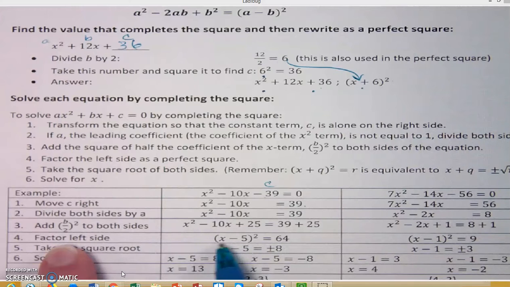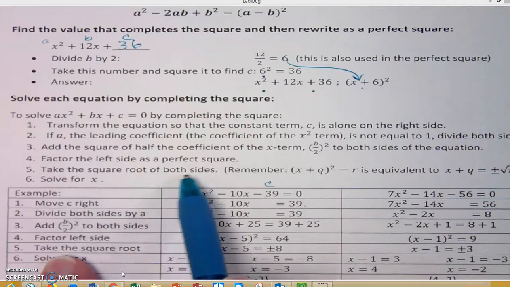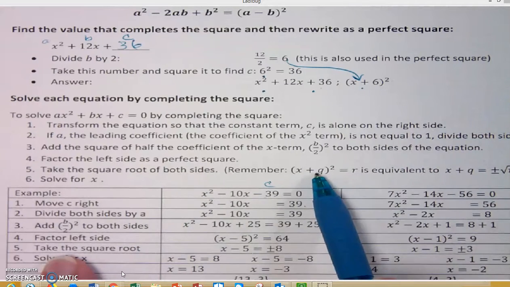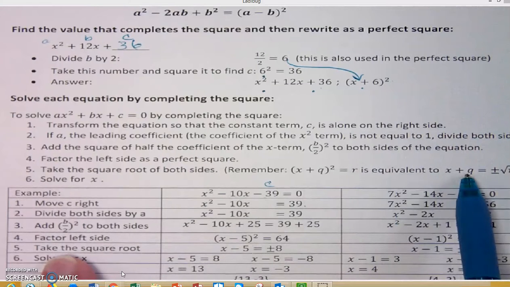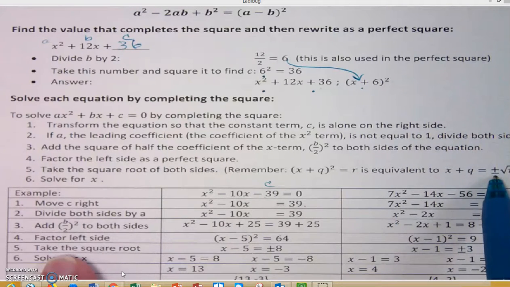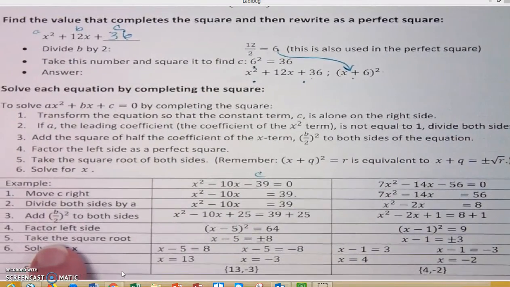It says factor left side. I just do it both at the same time. But x minus 5 squared is this trinomial factored. Now I can take the square root of both sides. That would be step number 5. Take the square root of both sides. Remember that x plus q squared equals r is equivalent to x plus q equals plus or minus the square root of r. Let me skip that over a little bit for you so you can see that.